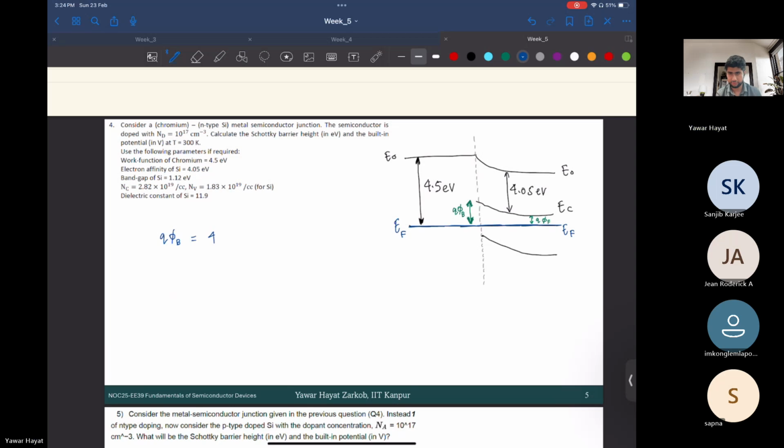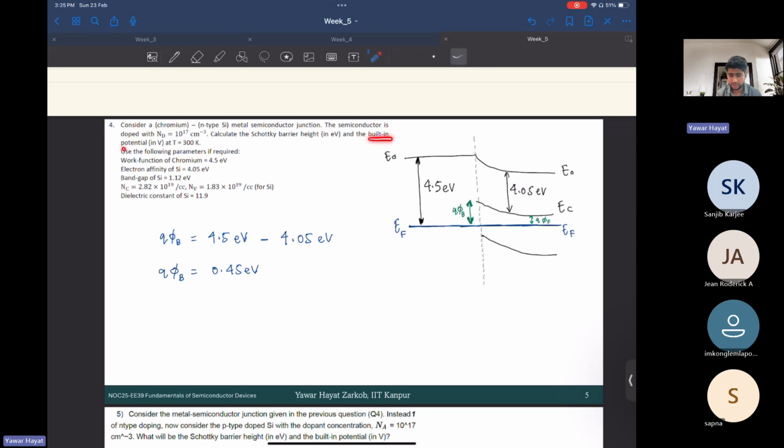Your metal work function, which is 4.5 electron volt, and you need to take the difference of that with the electron affinity of the semiconductor silicon, 4.05 electron volt, which is equal to 0.45 electron volt. So the barrier height qΦB is 0.45 electron volts. Now what about the built-in potential?